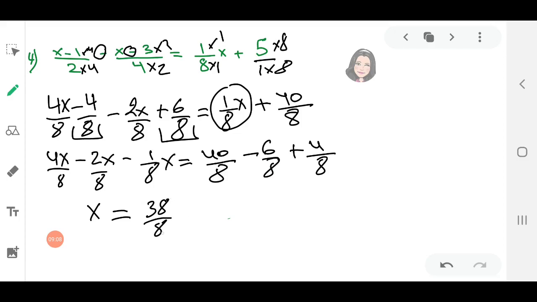This is an improper fraction. So what I'm going to do is to divide 38 by 8. Then x is equal to 4. And this is going to be a 6 out of 8. But 6 out of 8 can also be simplified, so I divide by 2, which will be 4 and 3 out of 4.